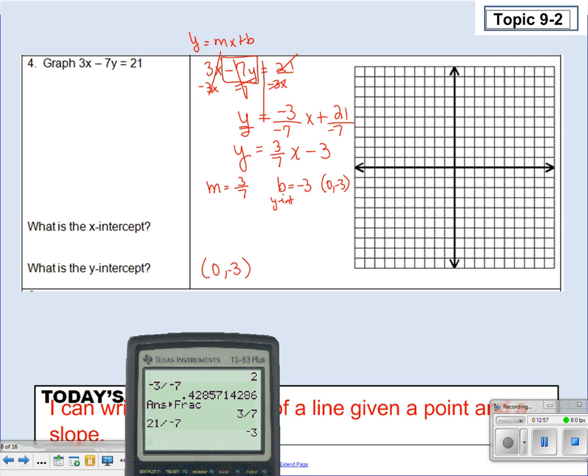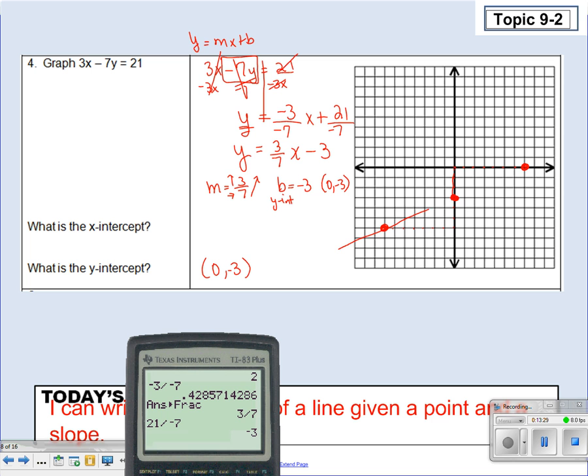Starting at the origin, we're going to go down 3. So we're on the y-axis, where y equals negative 3. Our slope is positive, so we're going to go upward and to the right. Top number tells us how far to go up. 1, 2, 3. Bottom number tells us how far to go to the right. 1, 2, 3, 4, 5, 6, 7. On the other side, let's go down 3. 1, 2, 3. And to the left 7. 1, 2, 3, 4, 5, 6, 7.